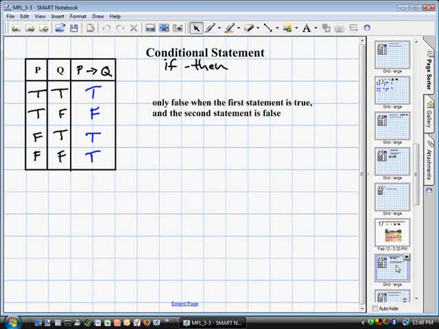And so I can't give you a shorter one than that. So I wrote down only false when the first statement's true and the second statement's false. Sorry, I can't get it any shorter than that.